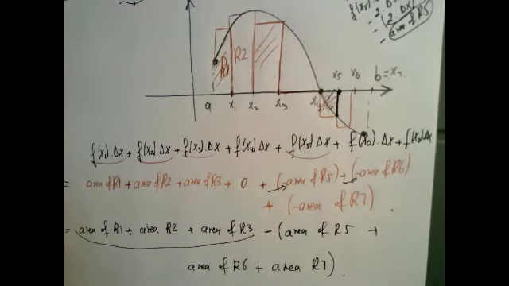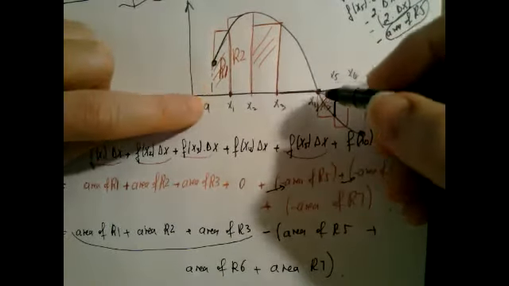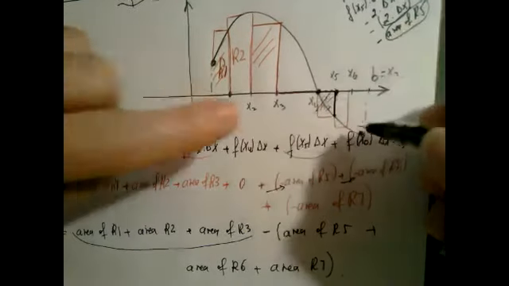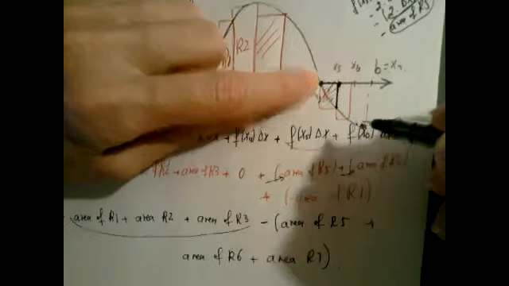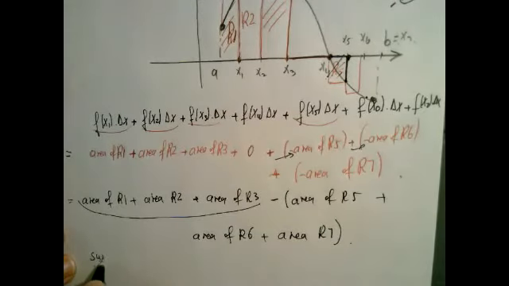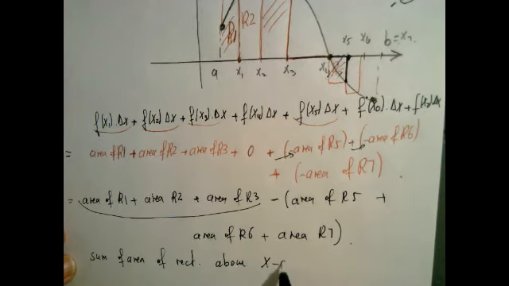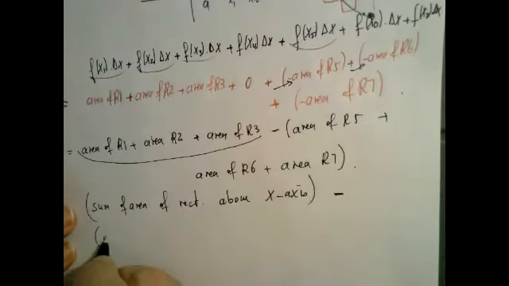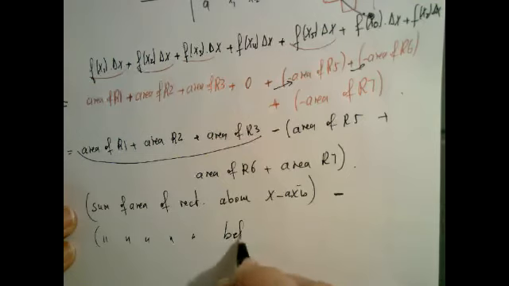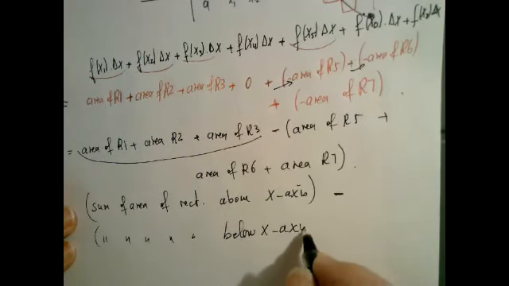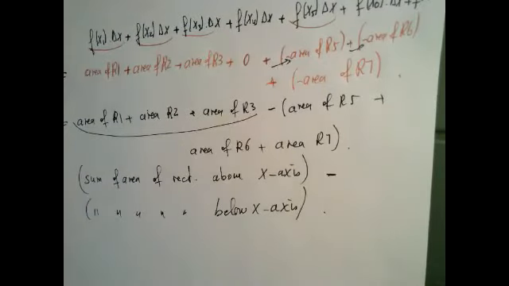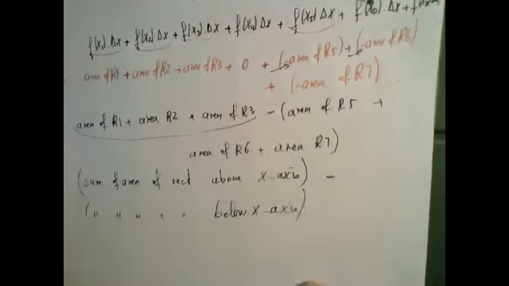So what the Riemann sum will actually give me is the sum of the areas of the pieces above, taking away the areas of the pieces below. So the sum of the area of rectangles above the x-axis minus the sum of the area of rectangles below the x-axis. So that's how understanding the Riemann sum is going to help me understand what the definite integral really is.